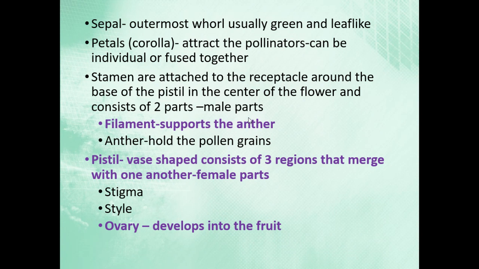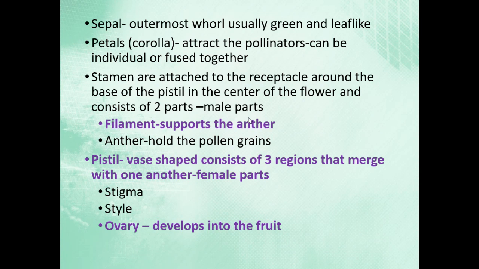Petals, also known as the corolla, attract the pollinators and can be individual or they can be fused together, and that is going to go into all the taxonomy of how things are named. A stamen is going to be attached to the receptacle around the base of the pistil in the center of the flower, and it consists of two parts. It consists of a male part, which is called the filament, and it supports the anther.